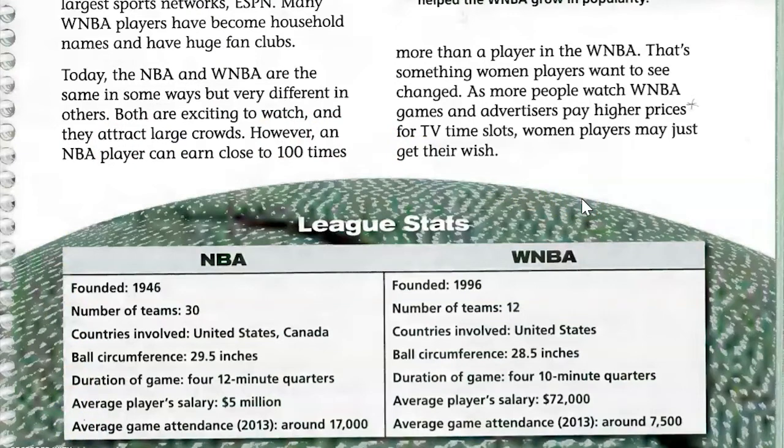Okay, so now I have a few questions for you guys regarding this chart. The first thing, on average, what is the number of people who go to WNBA games? Right, we can see that right down here at the bottom. The average game attendance, that's the people who are attending the game. This was back in 2013, but it's around 7,500. When you look over here at the NBA, however, you can see that in 2013, there's quite a large difference. We have 17,000 people attending their games.